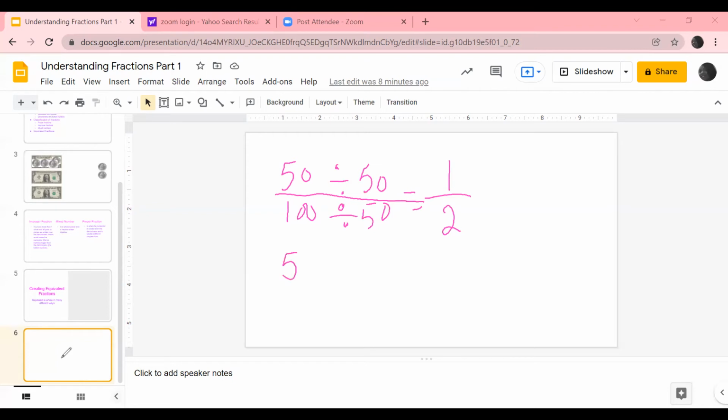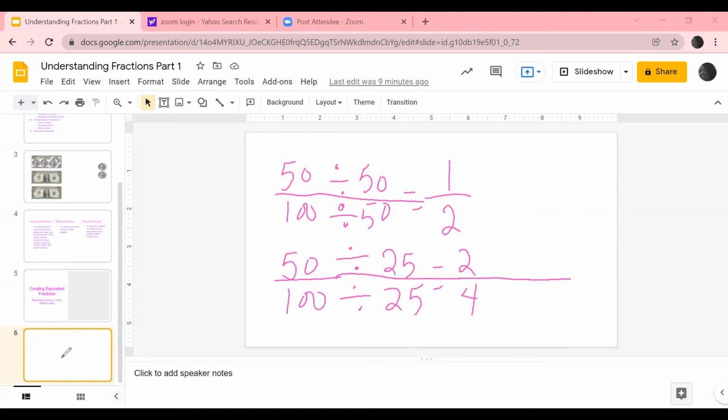I am going to use 50 over 100 again, because I may not have picked 50 in the beginning. Maybe I'll pick 25. I know that 50 divided by 25 is equal to 2. And 100 divided by 25 is equal to 4. So I still have 2/4 here.